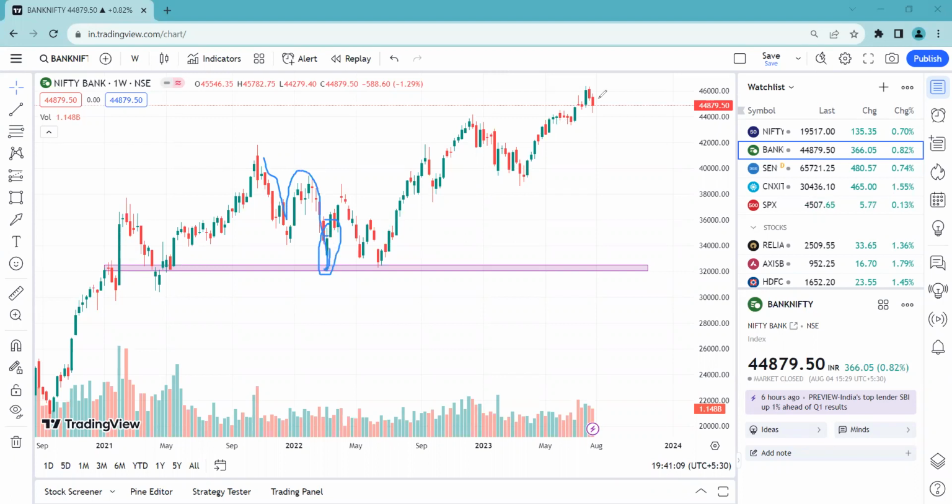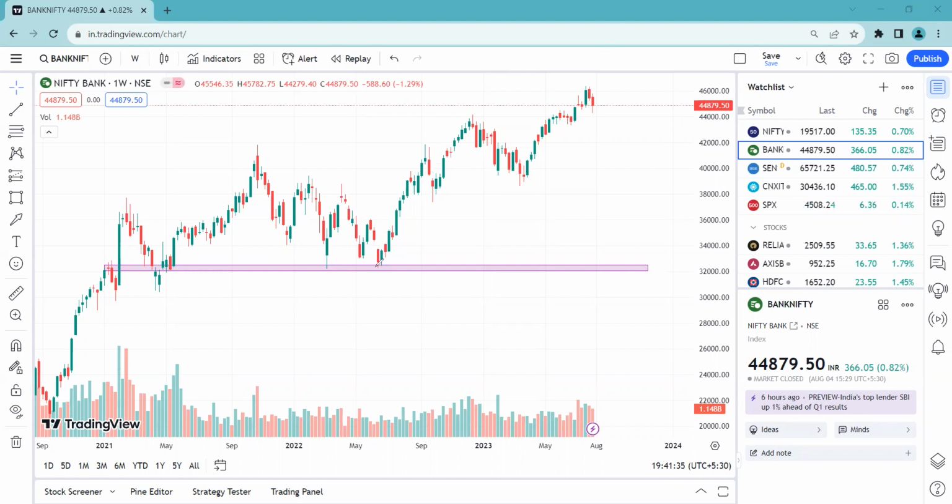Let me clear the drawing. See, it started falling and it came here, and this is the low, and from here people started pushing here. Then what has happened? From here the price started moving up. So obviously it's a retracement. What does it signify? Basically it signifies a lot of buyers are active here.